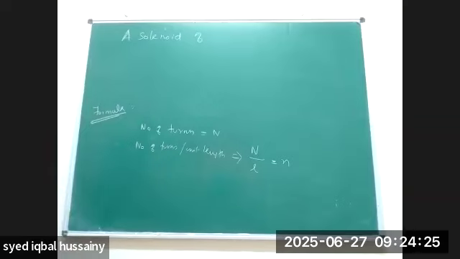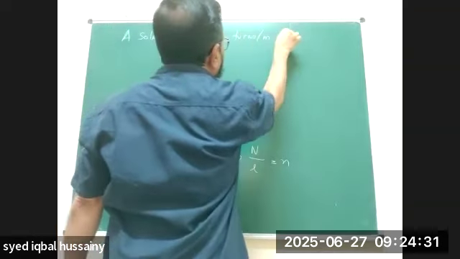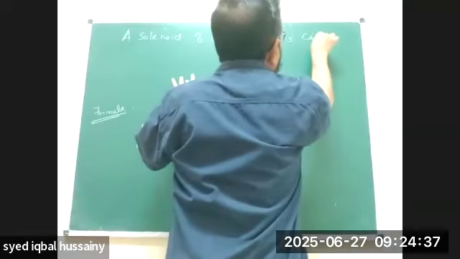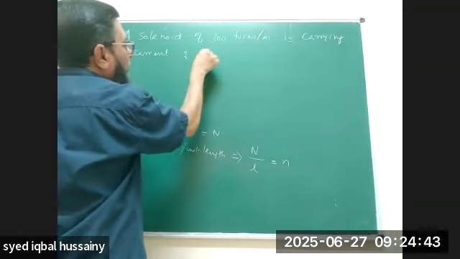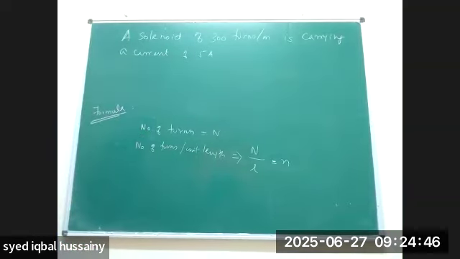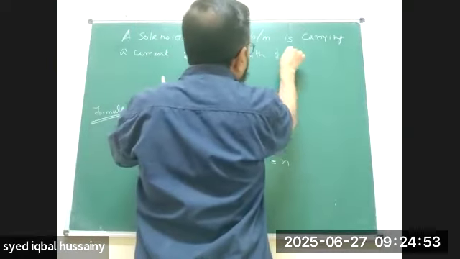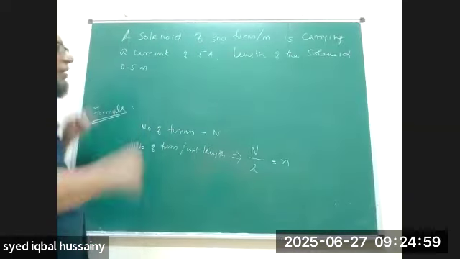A solenoid of 300 turns per meter is carrying a current of 5 ampere. First boys should say, second girls should say. The length of the solenoid is 0.5 meter. Sir, I have a question. Ask, beta. Yes, go ahead.